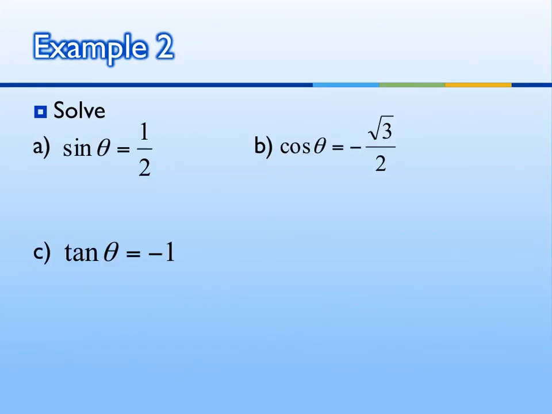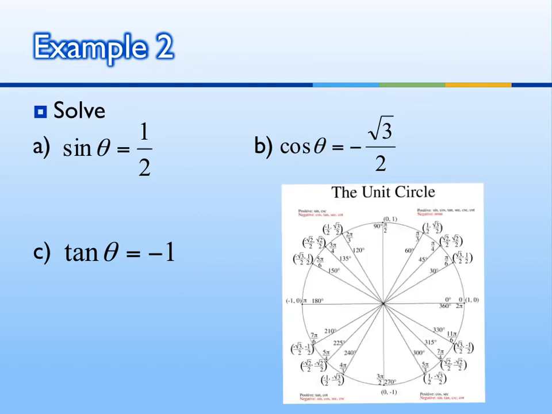Okay, so it says solve. These are already solved. Your trig function's already isolated. We just need to locate the points on your unit circle. So I'm going to pull in a unit circle. Here's my unit circle again.